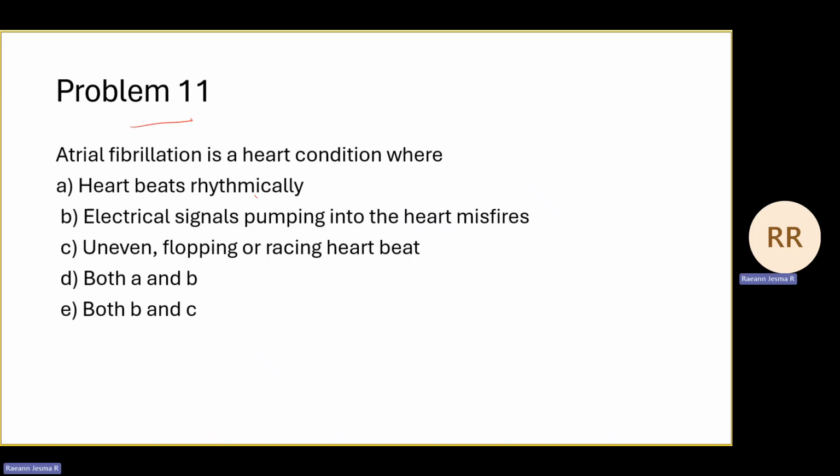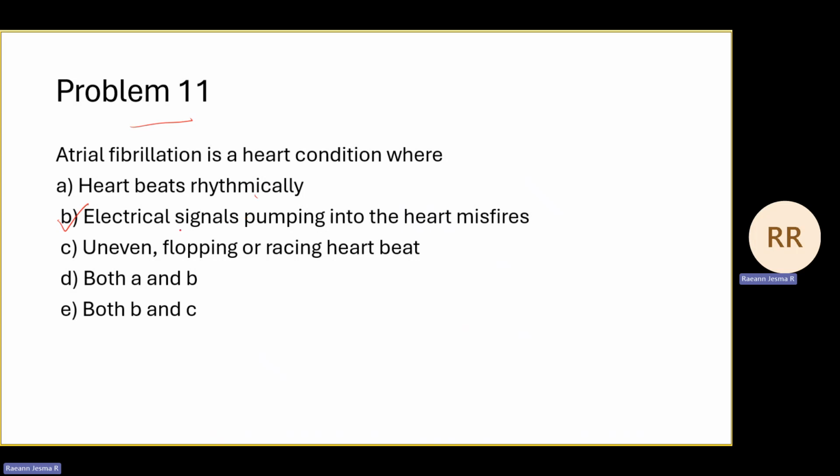So atrial fibrillation, we know that it is an irregular heart condition. Now, in question one, we saw that electrical impulses are flowing through the heart, and that is what causes the contraction and the expansion of the heart muscles, right? And in atrial fibrillation, the atria is not contracting and expanding at the rate that it should. So what causes the contraction or expansion? It's the electrical signals pumping into the heart. If they are misfiring, then it will not work properly. So B is correct.